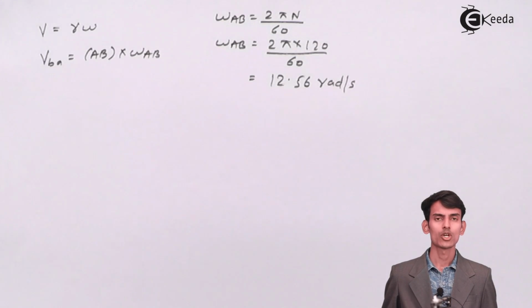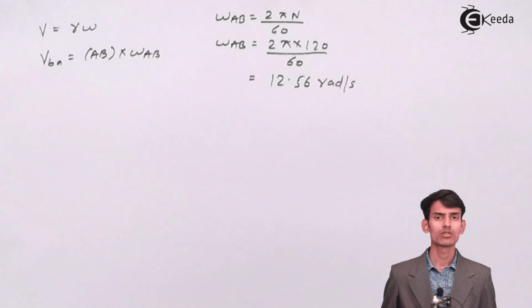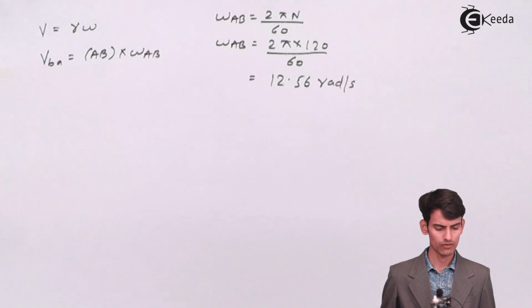We have to calculate the velocity of B with respect to A, which is nothing but R times omega. The value of omega is not given, so you can calculate omega using 2 pi n by 60, and it comes out to 12.56. Now you can substitute the value of omega in the equation and get the value of velocity.